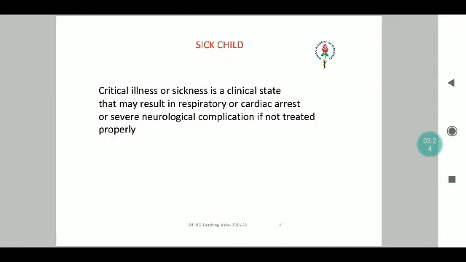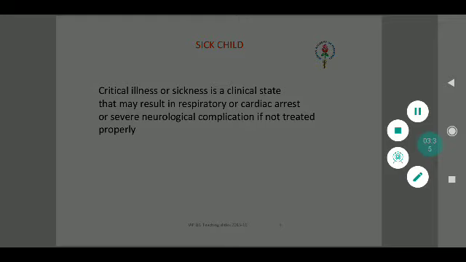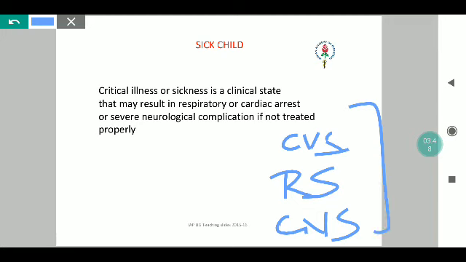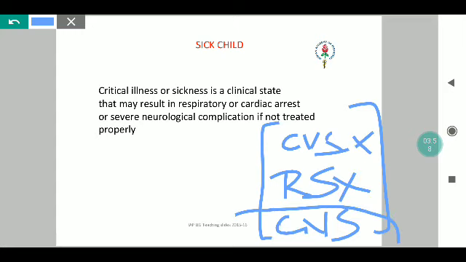So to define a sick child as such, any critical illness or sickness is a clinical state that may result in respiratory or cardiac arrest or severe neurological complication if not treated properly. Based on this definition, the three systems upon which we are focusing are the cardiovascular system, the respiratory system, and the central nervous system. So we classify a child as a sick child if there is going to be a cardiovascular arrest, a respiratory arrest, or a severe neurological complication.